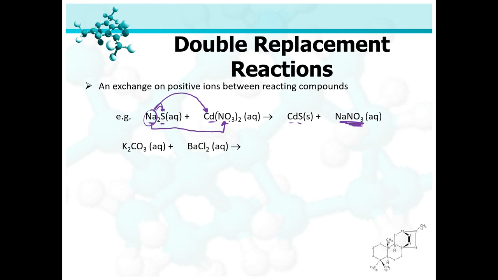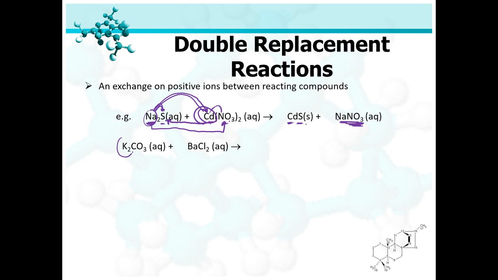And instead of the sodium being on the sulfur and the cadmium being on the nitrate, the cadmium is going to trade places with the sodium. The cadmium is going to be on the sulfur. So these two metals, the sodium and the cadmium, simply trade places. There are no single elements in here. Instead, I've got these two metals trading places. Sodium used to be on sulfur, now sodium's on nitrate. Cadmium used to be on nitrate, now cadmium's on sulfur.